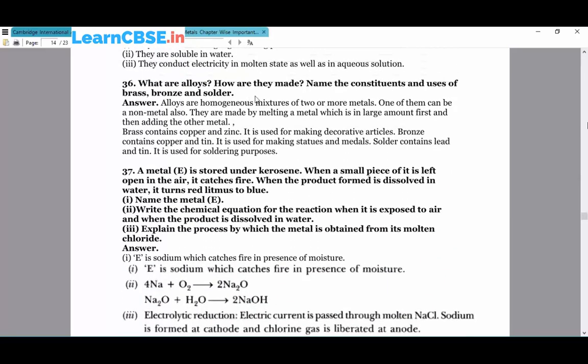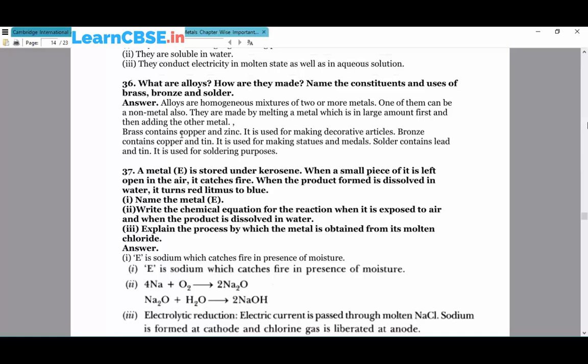What are alloys? How are they made? Name the constituents and the uses of brass, bronze and solder. Okay. The alloys are nothing but a homogeneous mixture of two or more metals. So one of them can be a non-metal also. So they are made by melting a metal which is in a large amount first and then adding the other metal. The brass contains the copper and the zinc.